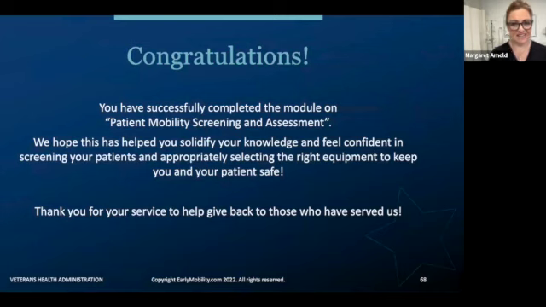Congratulations, you have successfully completed the module on patient mobility screening and assessment. We hope this has helped you solidify your knowledge and feel confident in screening your patients and appropriately selecting the right equipment to keep you and your patients safe. We know it's been a little repetitive, but that's been by design to help you get practice with the different scenarios, with the levels, and then choosing the mobility solutions based on the goal and the level. Thank you for your service and giving back to those who have served us.